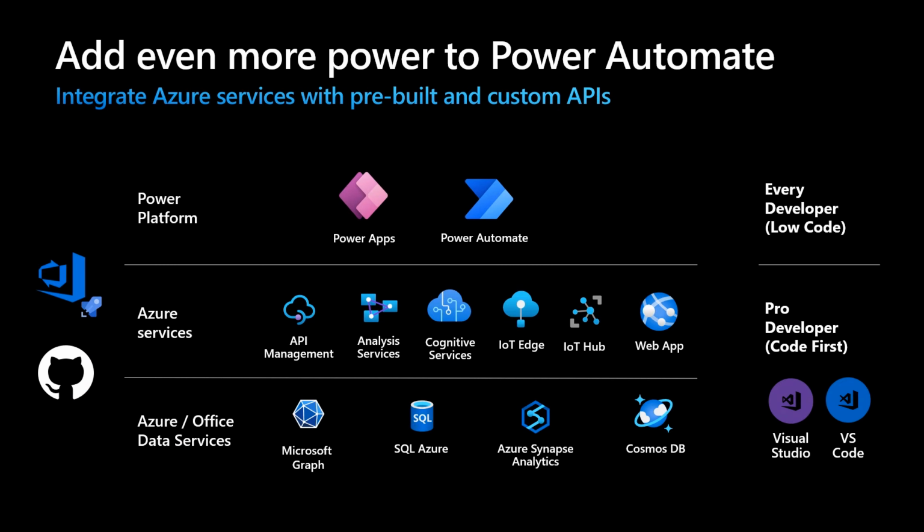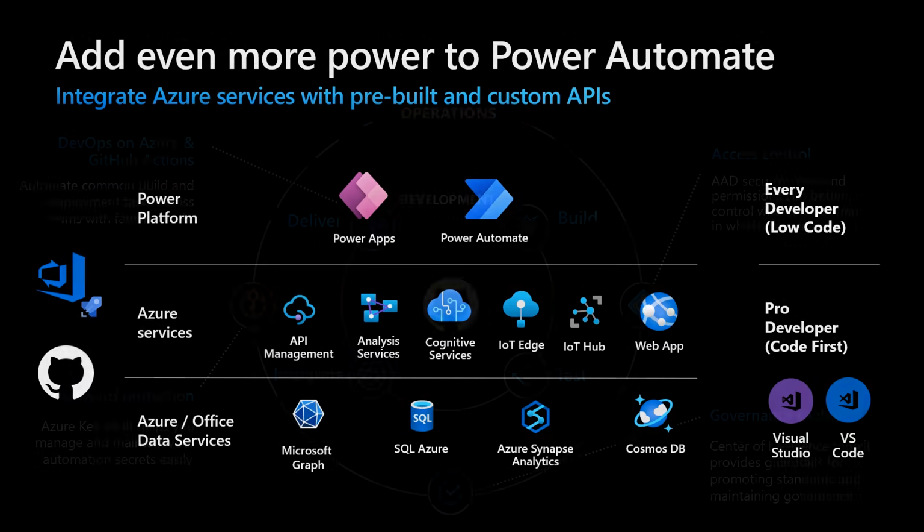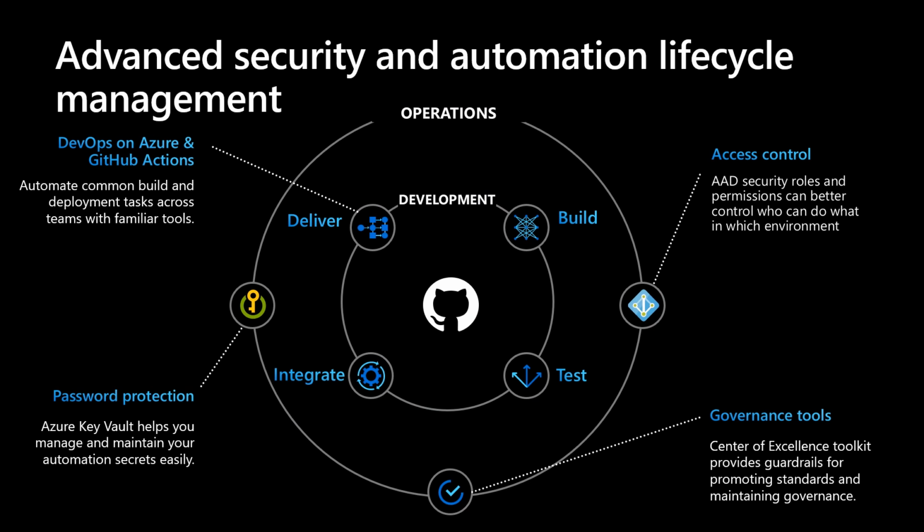And you can get even more power to Power Automate. So if you integrate your Power Automate stack with the Azure services and leverage pre-built and custom APIs, you can do many more extensions as needed. Power Automate together with Power Platform and the Azure Stack allows you to define advanced security and automation lifecycle management.